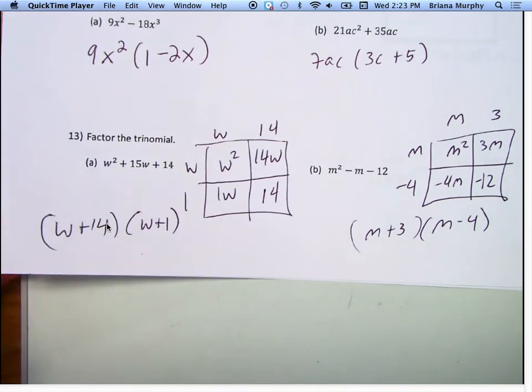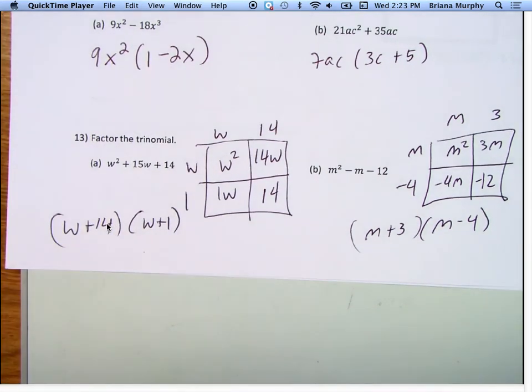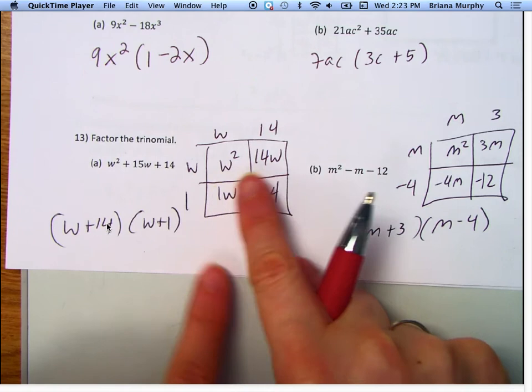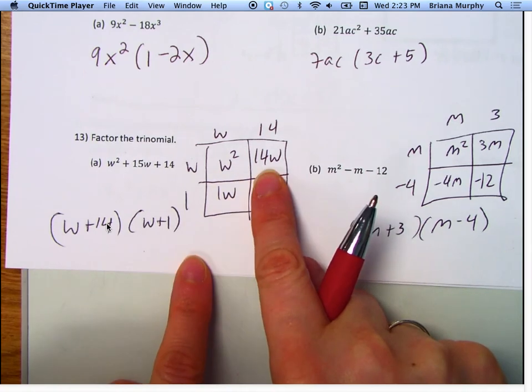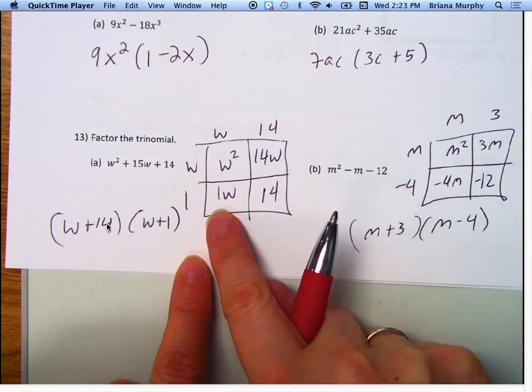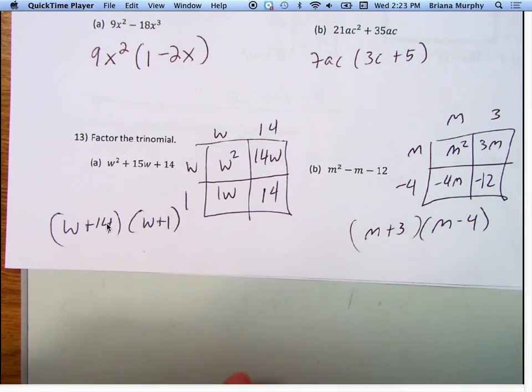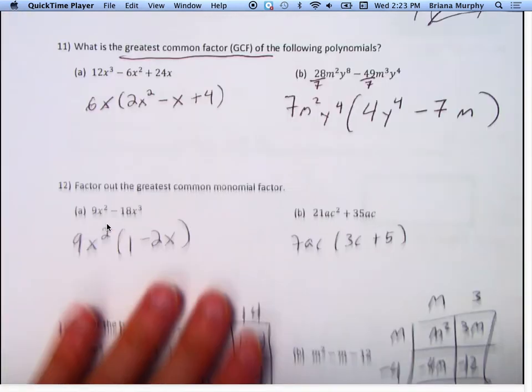So W squared times 14, which would be 14. But in order to get 15, you could do 1 and 14, so you get 14 still, but when you add it, it'd be 15. And then you just use that, and you can do W plus 1 and then W plus 14, and you get the answer. Yes. That's the other way, right? Yeah. Okay. Put the glasses on.